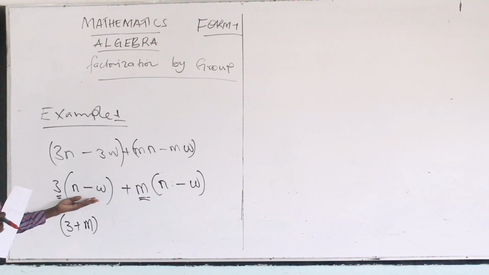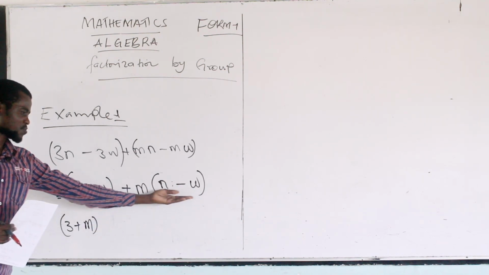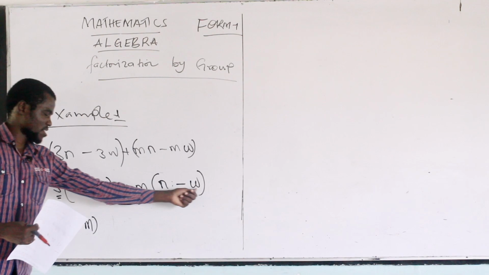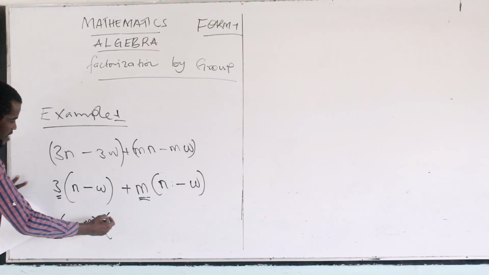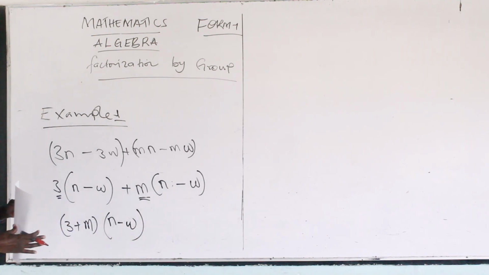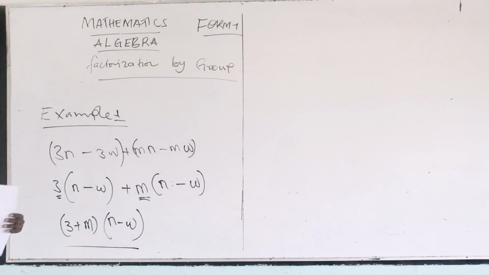So when we have the first bracket n minus w, the second bracket n minus w, as you can see, the content inside the brackets are actually the same. So we simply carry one bracket, which is n minus w. Having carried one bracket, you multiply it with our first bracket that we have formed, that is 3 plus m. So you reach that point.